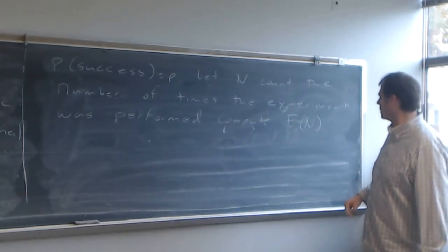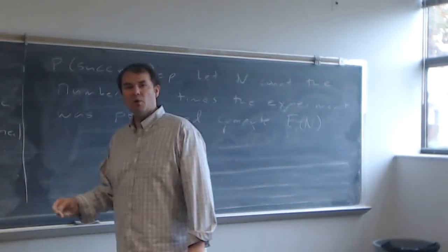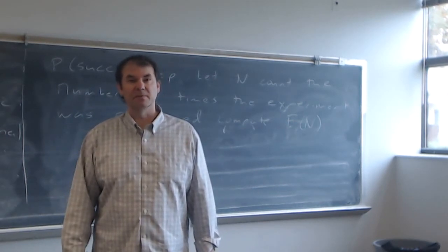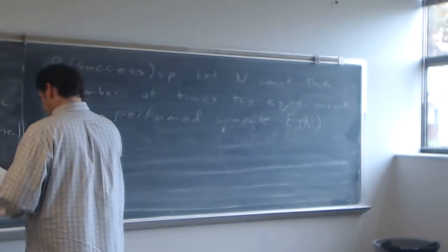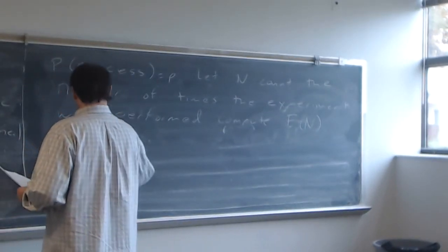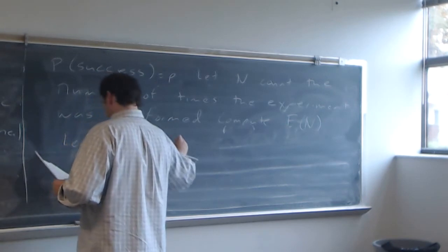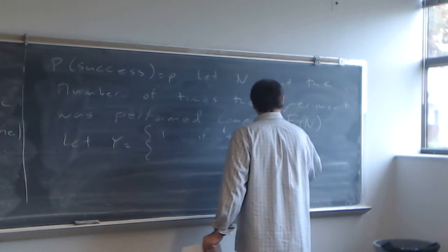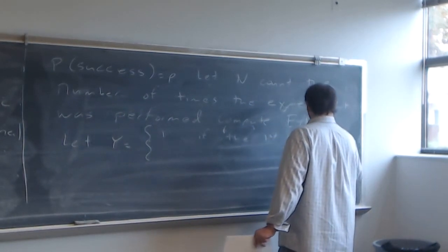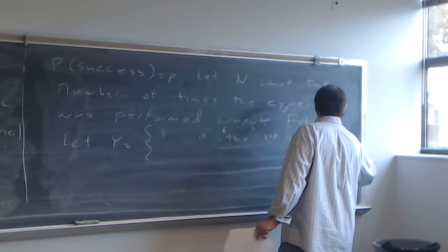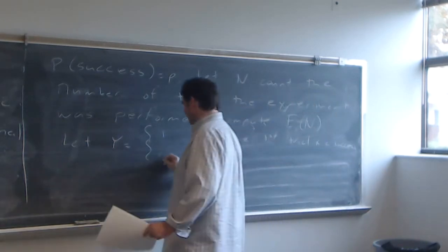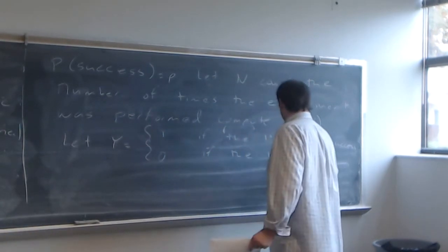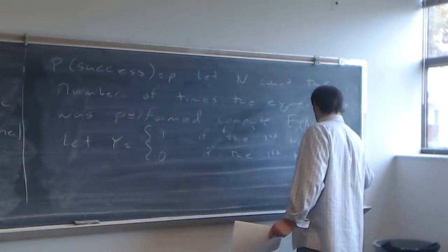So we're going to do this through conditional expectations. Here's what we're going to do. We're going to condition based on whether the first time we did the experiment was a success or not. So we let Y be equal to 1 if the first trial is a success, and 0 if the first trial is a failure.